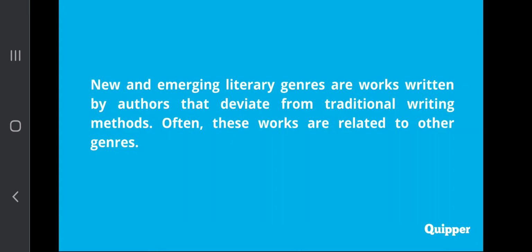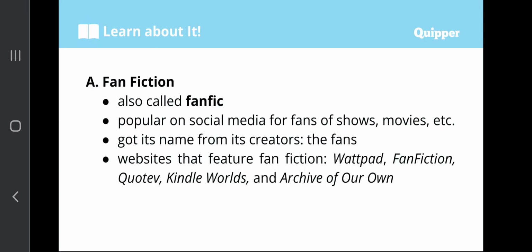Here is a concept that I want you to take note. New and emerging literary genres are works written by authors that deviate from traditional writing methods. Often, these works are related to other genres. So two points. New and emerging literary genres do not conform and deviate from traditional writing methods, and these works are related to other genres. Take note of that. Now, let's talk one by one about what these new and emerging literary genres are.